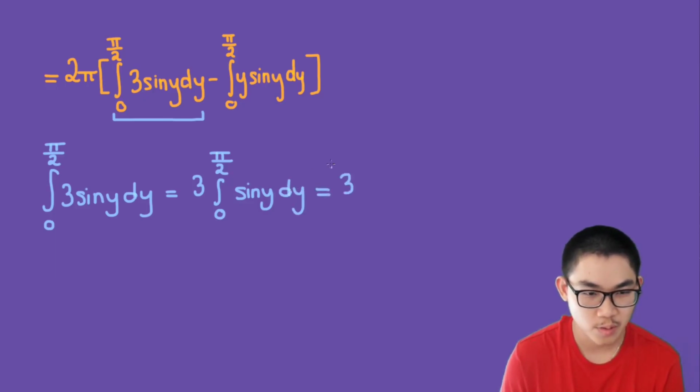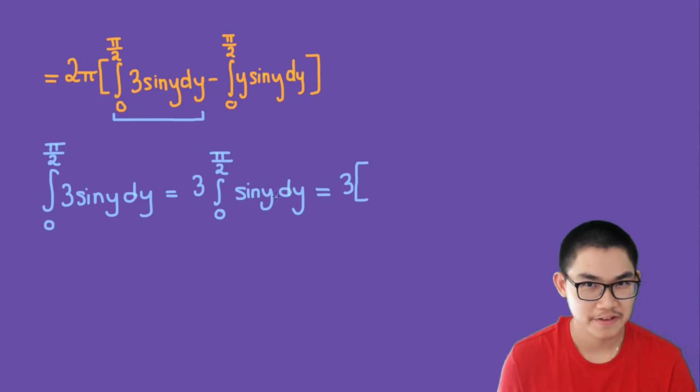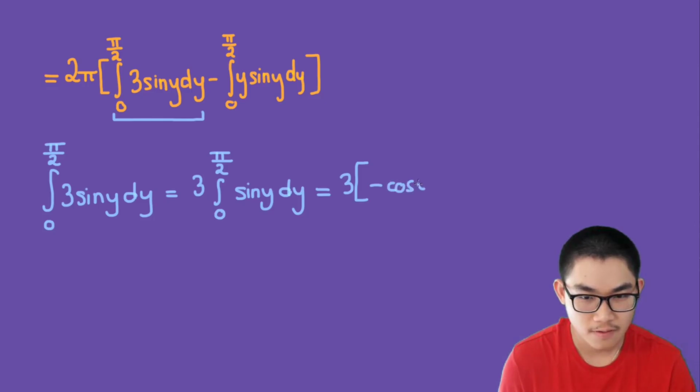This is equal to 3 times the antiderivative of sine of y. And what's the antiderivative of sine of y? Well, that's going to be negative cos of y.